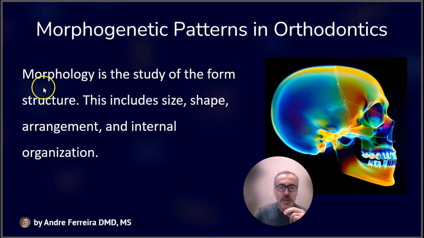Let's just go through a quick definition. Morphology, basically, is just the study of form and shape. It includes size, shape, the arrangement between the jaws, and the internal organization. And when I read this definition, I can't help but think of internal organization as the dental aspect. So you have the position and the shape of the jaws and how the teeth relate to each other depending on how the jaws are relating.